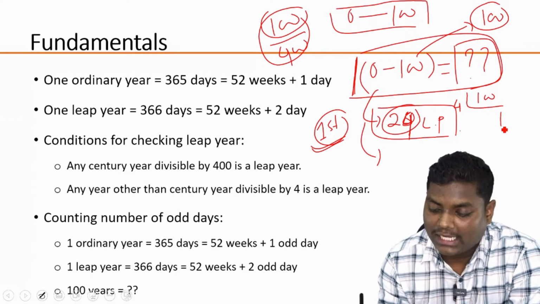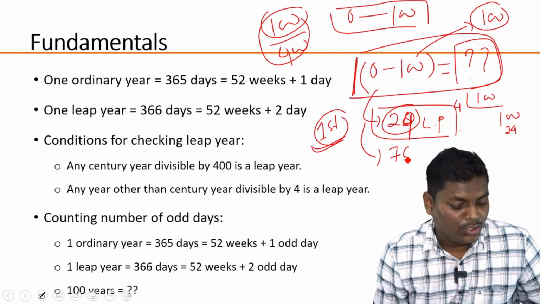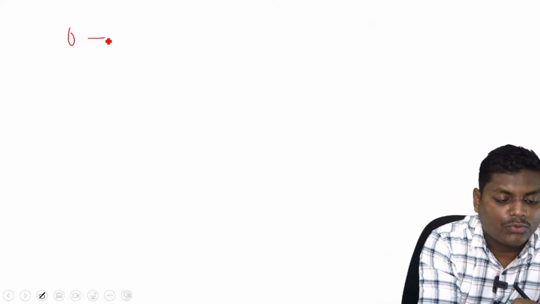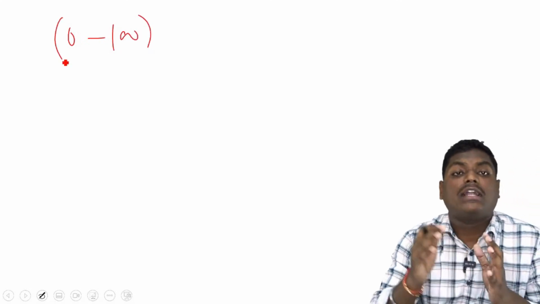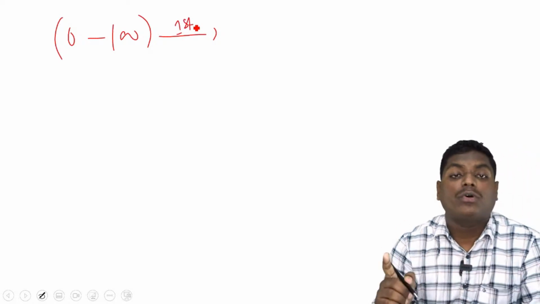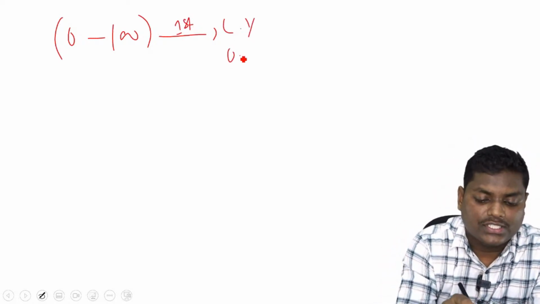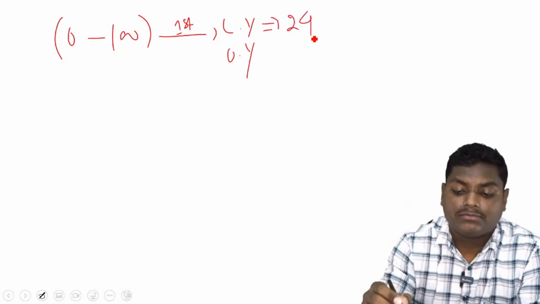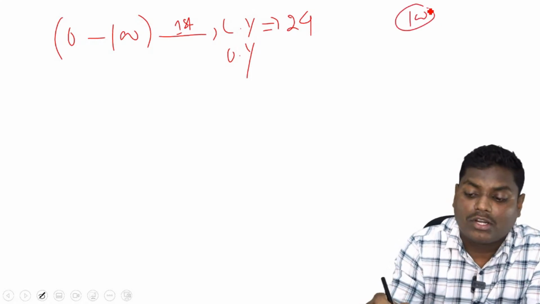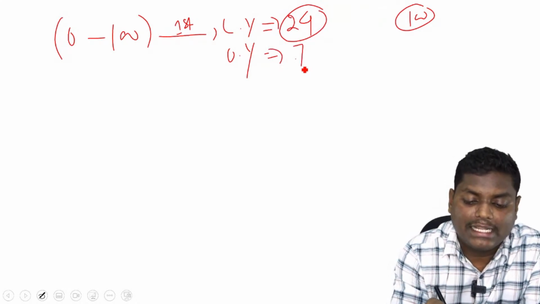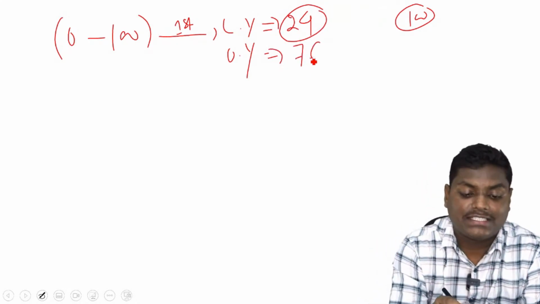If you subtract 24 from 100, that will be 76. So if I'm asking you the number of odd days in 0 to 100 years, the first step is to find the number of leap years and ordinary years. The number of leap years is 24. Why? Because the 100th year is not a leap year, as it is not divisible by 400. Similarly, if you subtract 24 from 100, there are 76 ordinary years.